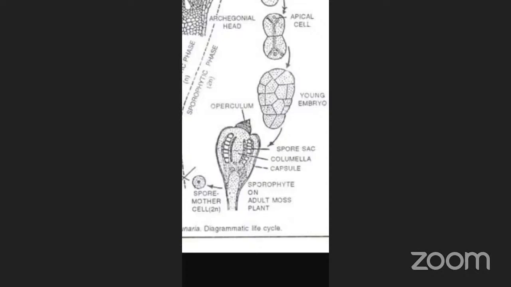Spore mother cells present in the spore sac undergo meiotic division to form haploid spores, which develop in the spore sac. Each spore has an outer colored wall, the exosporium, and an inner one, the endosporium. The nucleus, oil globules and chloroplasts are also present in each spore. In the apical part of the capsule, the operculum and peristome are present.